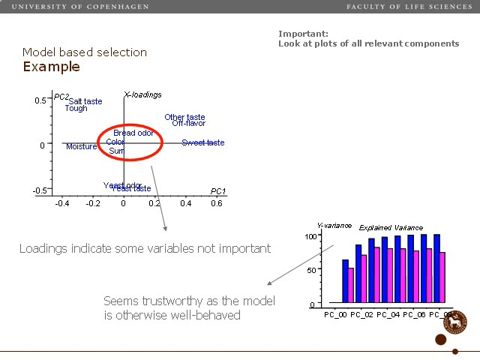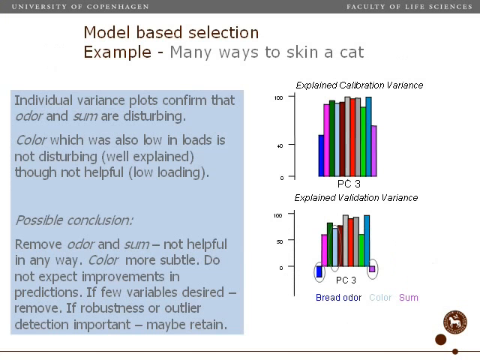We can go a little bit further into detail with this. In the lower right we see the variance explained. That's the total variance of the model, of the predictions. But we also have a model of X that we can take a look at. To the right we see the explained variance of each of the 11 X variables. And what you can see is that there's a huge difference between the calibrated and the validated variance for 2 of the components, the bread odor and the variable called sum.